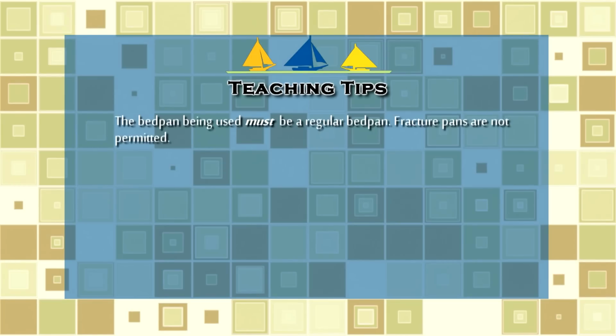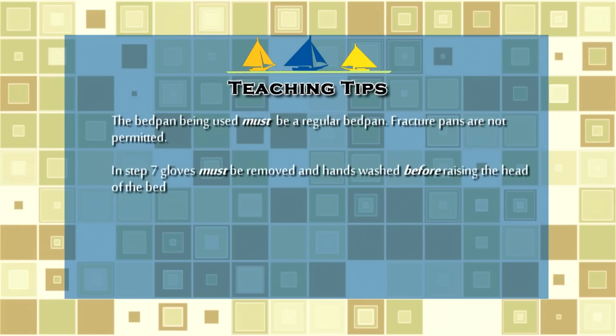Teaching tips for this skill include that the bedpan that is used must be a regular bedpan. Fracture pans are not permitted and should not be in the testing area. In step 7, note that the emphasis in teaching that gloves must be removed and the hands washed before raising the head of the bed.